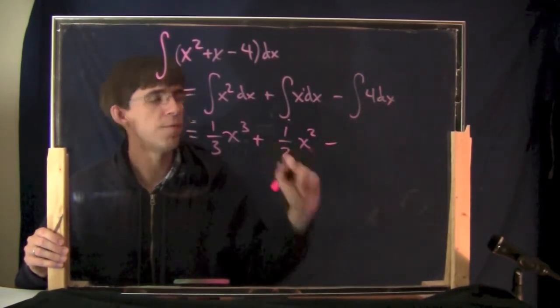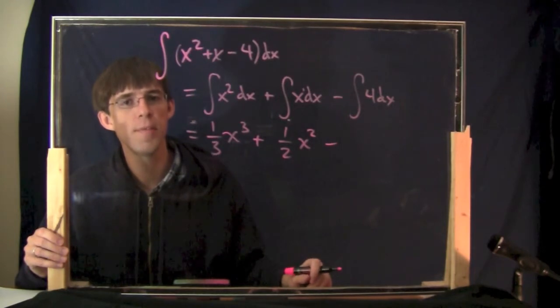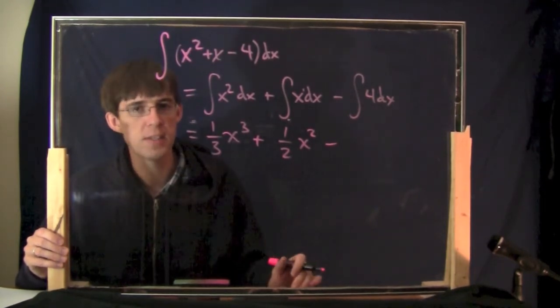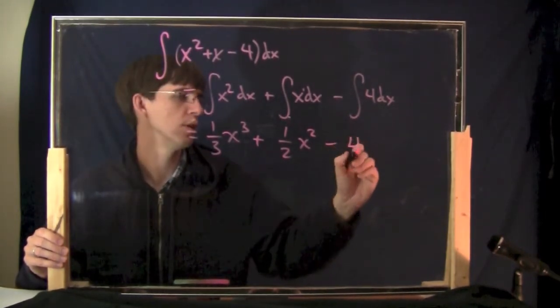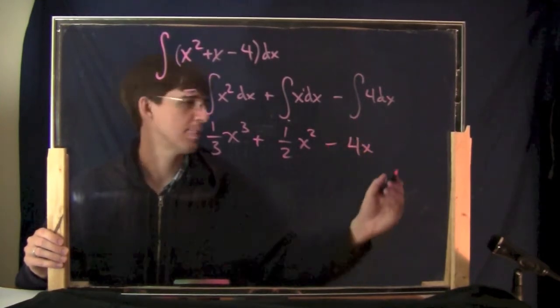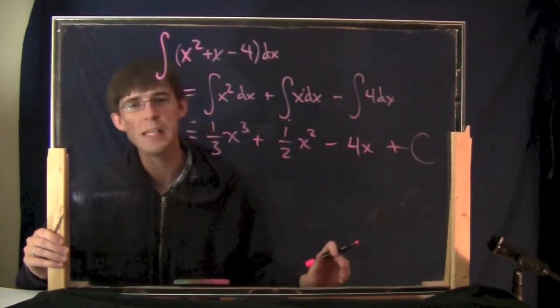And the final one, 4 dx. What is the antiderivative of 4? Remember, the integral of a constant is that constant times x. So the answer is 4x. And then I put my old plus c at the end.